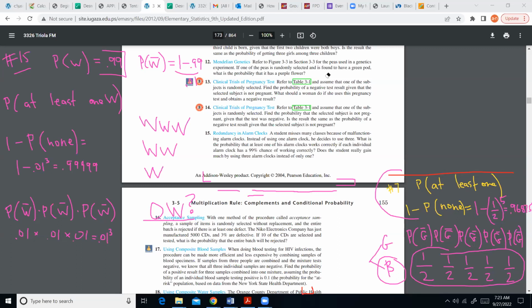here, that says using composite blood samples. So they mix blood samples in the lab in order to do the test, I guess, to save money. So it says it's less expensive this way. They combine the samples and say if everyone is negative, the test is negative.